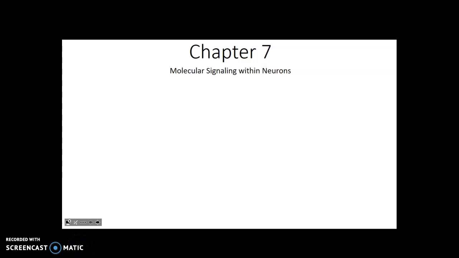All right, let's do some chapter 7. So chapter 7 is related to molecular signaling within neurons. Now you know that neuronal signaling is both electrical and chemical in nature, right? The type of signals that we've talked most about is when you've got a signal that's propagating down this axon, right? And it reaches the terminal. It's electrical in nature here, right?